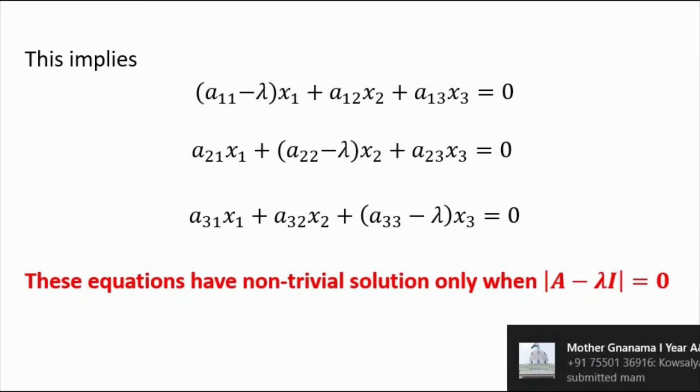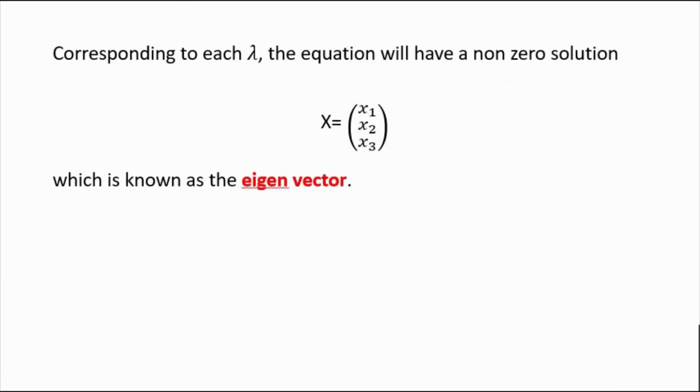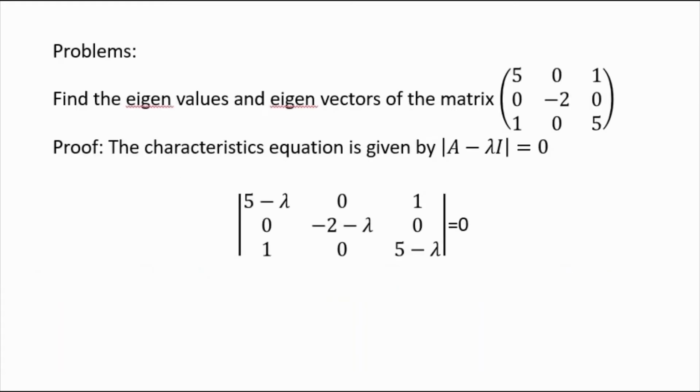So let us go through the problem now. Find the eigenvalues and eigenvectors of the matrix. It's a 3 by 3 matrix: 5, 0, 1; 0, minus 2, 0; 1, 0, 5. The characteristic equation for this matrix is determinant of A minus lambda I equal to 0. So the determinant is: first row 5 minus lambda, 0, 1; second row 0, minus 2 minus lambda, 0; third row 1, 0, 5 minus lambda; equal to 0.